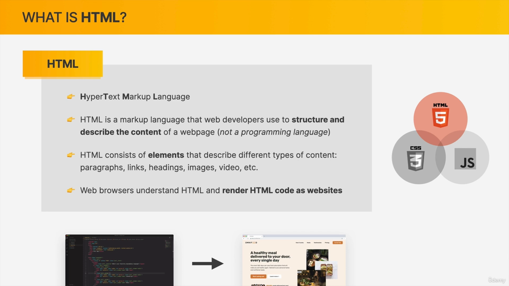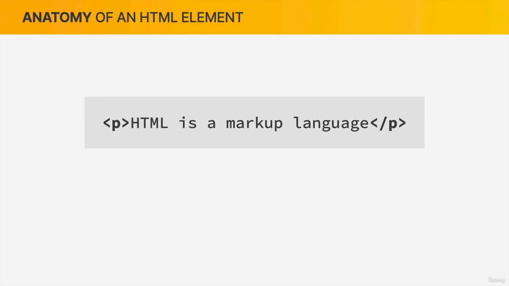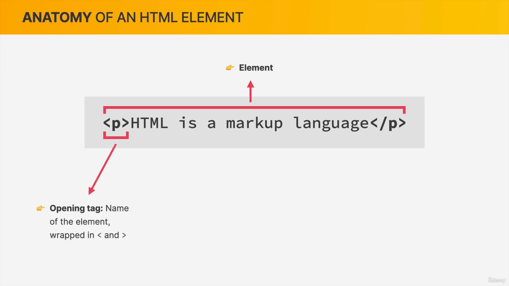But now let's just zoom in a little bit and take a look at the anatomy of an HTML element. So basically, take a look at the building blocks of each HTML element. And again, we are looking at the paragraph element here, as you can see by the P. And so all of this here is actually the element itself. Now, an HTML element is usually made up of three parts. First is the opening tag, which is the name of the element.